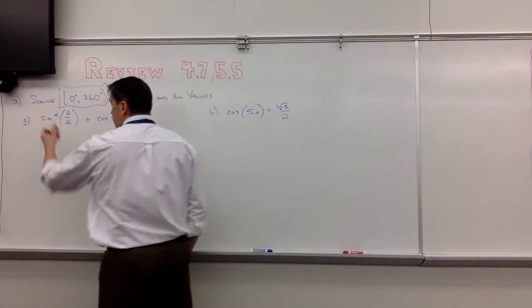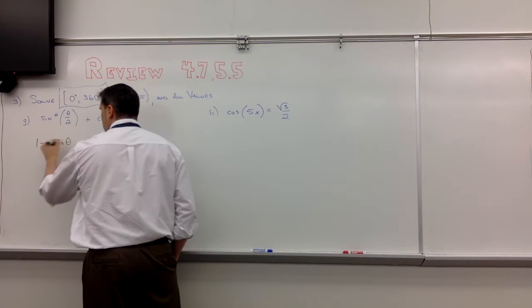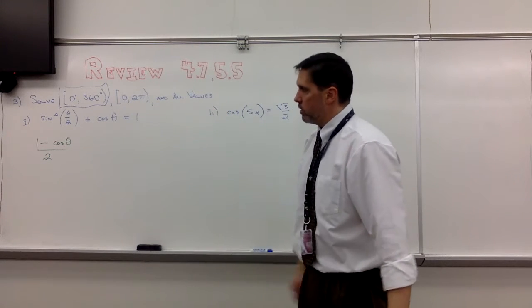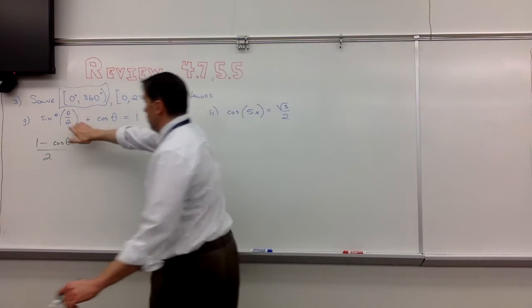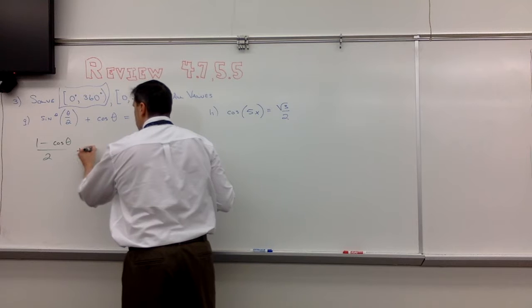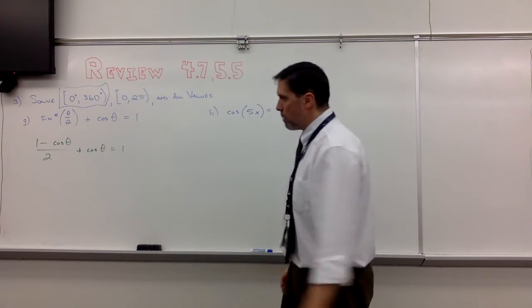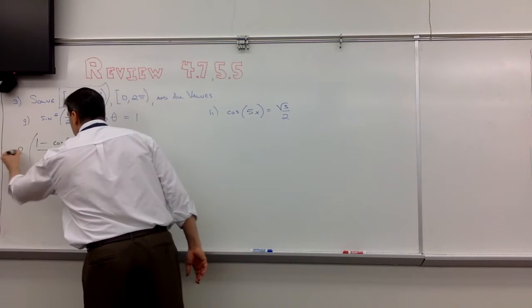All right, so sine squared theta over 2. Again, this isn't a proof, so I'm not so worried about showing every single step by step. Just go right into it. Sine squared is 1 minus cosine of theta over 2, plus cosine theta equals 1. Now here, to clear that denominator out, I'm going to multiply both sides of this equation by 2.